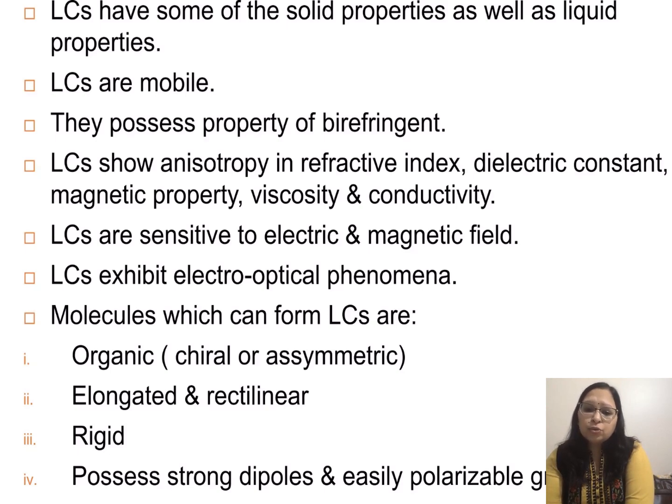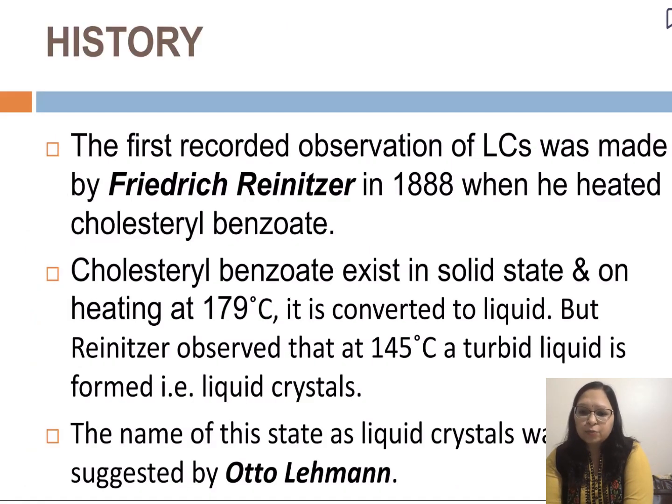Molecules which can exist as liquid crystals are organic. They can be chiral or asymmetric. They can be elongated or rectilinear. They are rigid, and at the same time, they possess strong dipoles and easily polarizable groups.